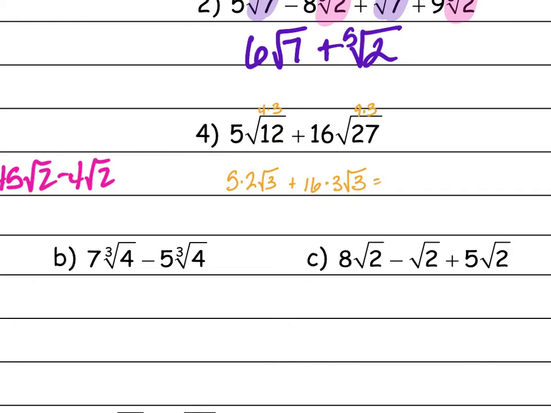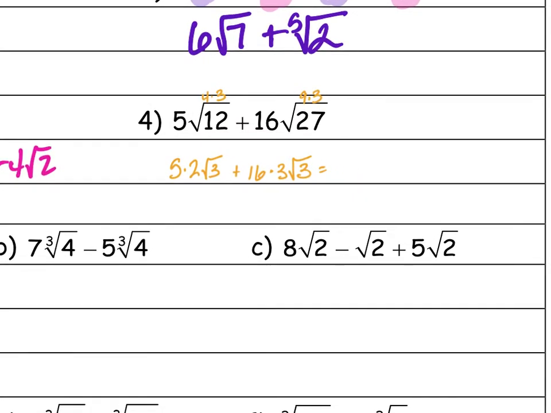Okay, 5 times 2 is easy. That's a 10 square root of 3, plus, I believe it's 48 square root of 3. So that should equal 58 square root of 3. Okay? Not too bad? Great.